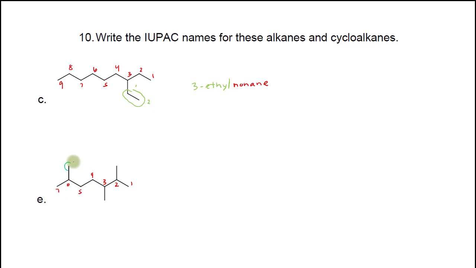I have these 3 groups here. They're all 1 carbon, so those will be methyls, and they are at 2, 3, 6, and because there's 3, it gets called trimethyl. The long chain has 7 carbons, that makes it heptane.